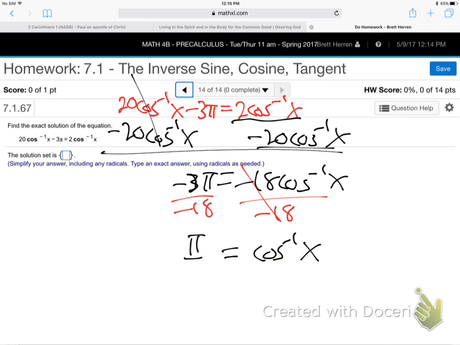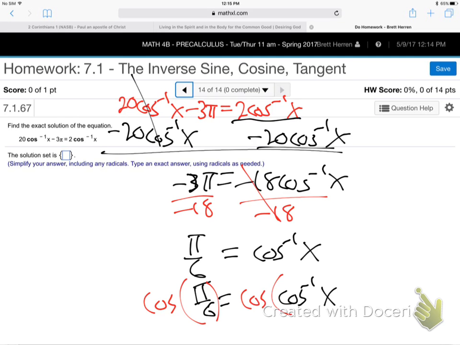What's that? Pi over 6? And last step, got to get rid of that cosine inverse. You know the drill. What gets rid of a cosine inverse? It's not dividing. It's regular cosine of both sides. Cosine cancels cosine inverse. So x is cosine of pi over 6.